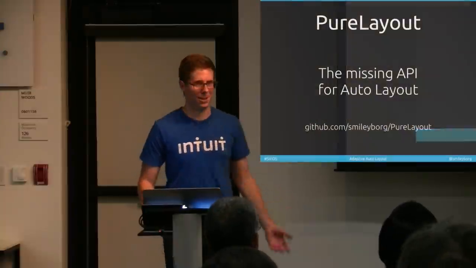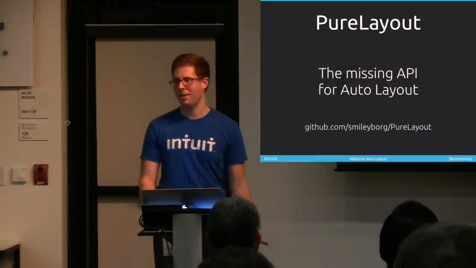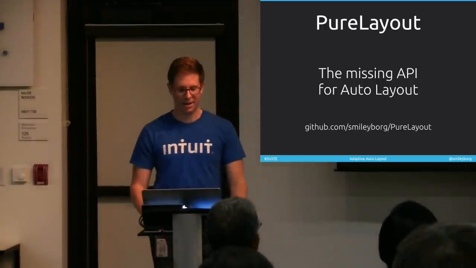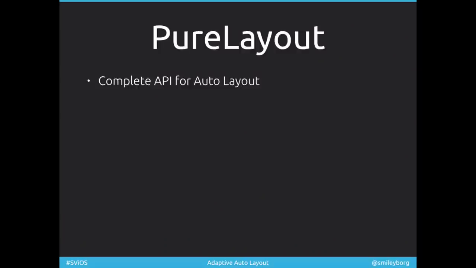So for those of you who aren't too familiar with PureLayout, I kind of think of it as the missing API for Auto Layout. It's the one I wish Apple had built, but they didn't. So I built it instead. And one thing to note here is it's a complete API for Auto Layout, meaning anything that you can do with any other Auto Layout SDK option, you can do with PureLayout. So if you want to, you can write all of your Auto Layout code using it.